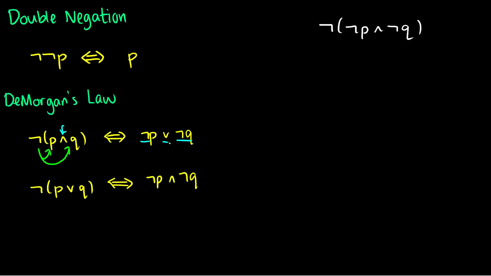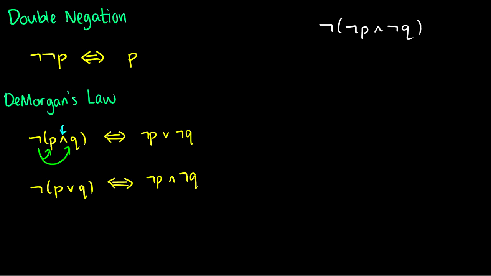And this will also work for the other case where we have not P or Q. We give it not P, not Q, and we flip the or to an and, then we end up with not P and not Q. So let's simplify not P and not Q.